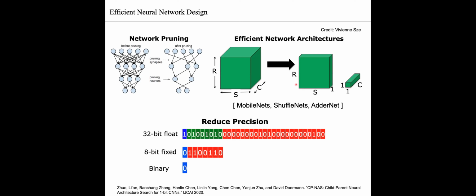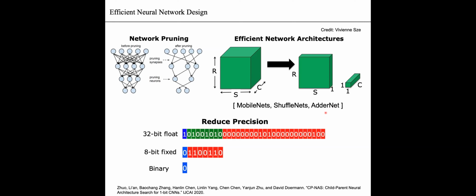Another direction is we can design efficient network architectures, which may require modifying some of the operations in conventional deep neural networks. For example, the MobileNet family of networks devise depth-wise separable convolutions to facilitate computation efficiency. And another one, for example, AdderNets, removes the multiplication in the conventional convolutional operation, and rather uses purely addition to reduce the compute.